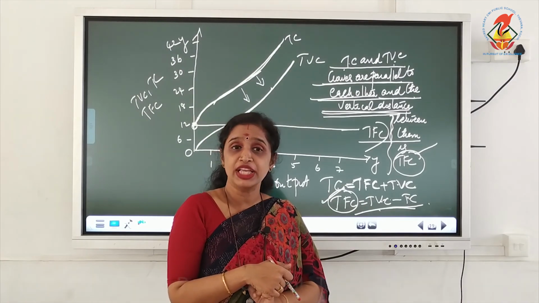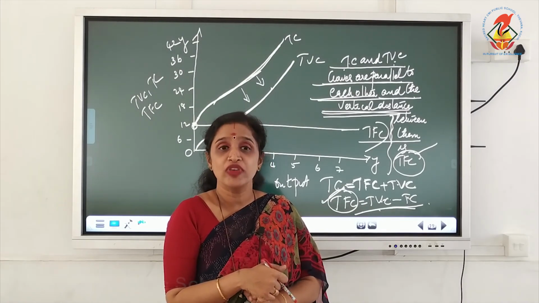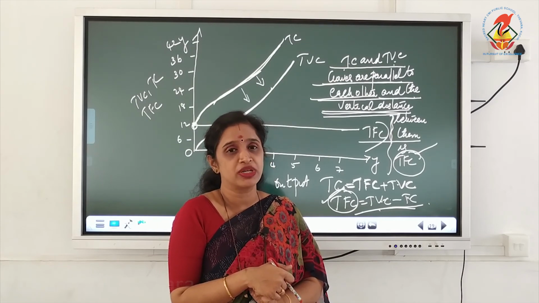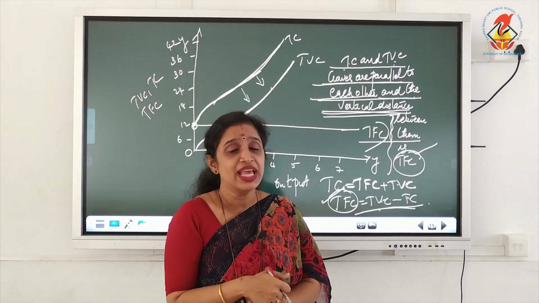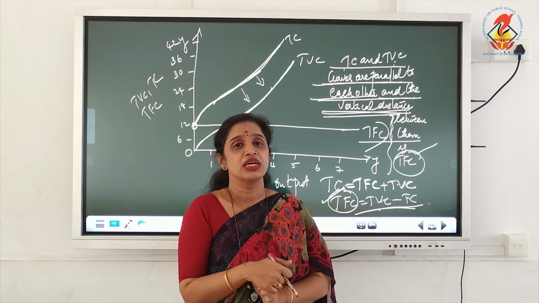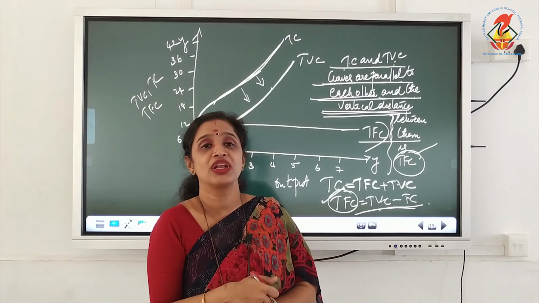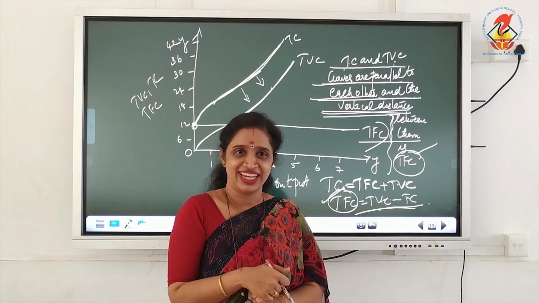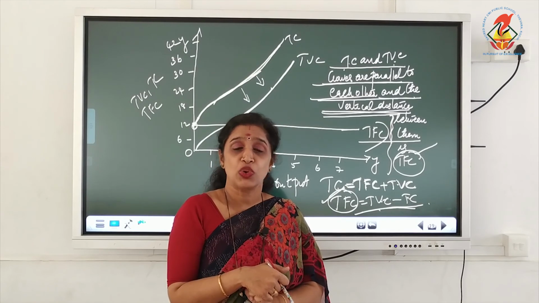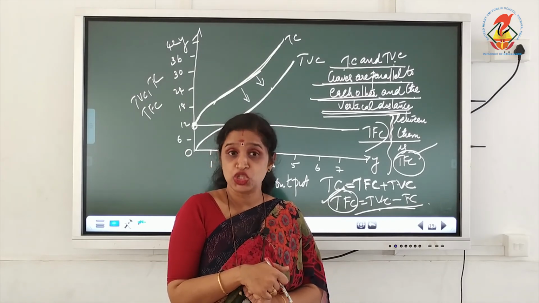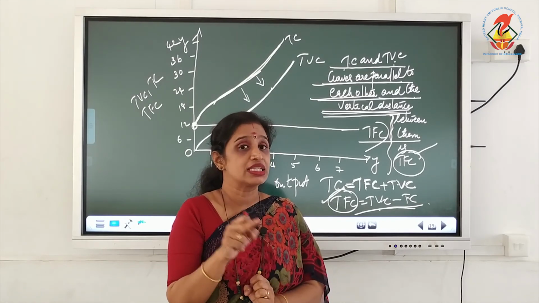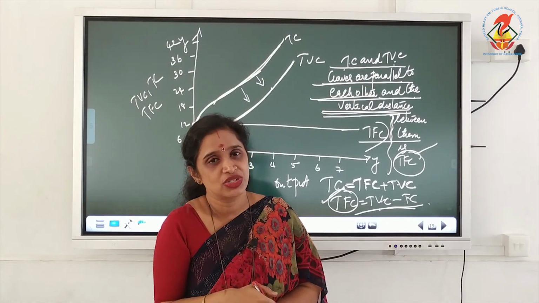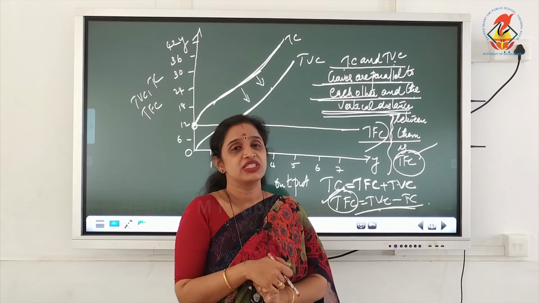Then when we add these two types of cost together, we get the total cost. Total cost is also an inverse S-shaped curve reflecting the law of variable proportion, and any change in the total cost is reflected only by a change in the total variable cost, because total fixed cost remains constant at any time. The total cost also starts from the value 12, because at zero level there is a total cost, because of the presence of total fixed cost. So all these are the features that you have to learn.